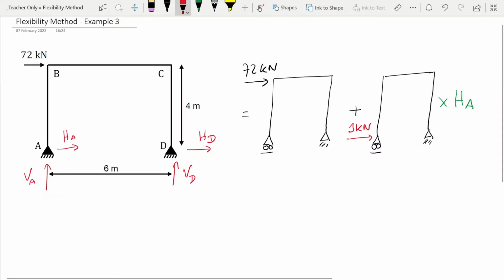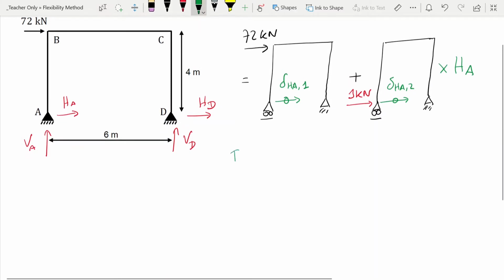Similar to the other examples, what we're interested in doing is finding out the horizontal displacement at A in structure number 1 and as well in structure number 2. So off we go. To calculate this, the first thing we need to do is the bending moment diagram on structure 1 and also the bending moment diagram on structure 2.